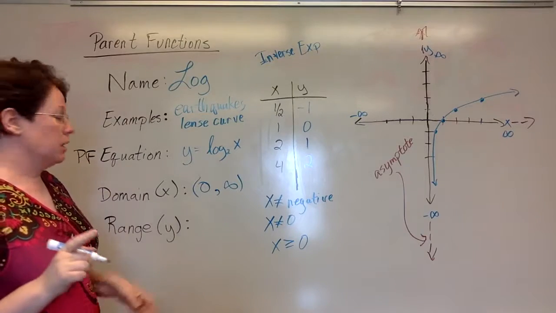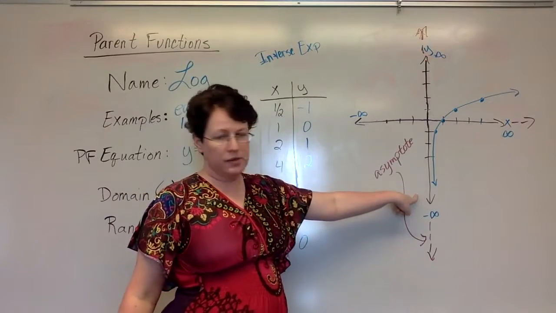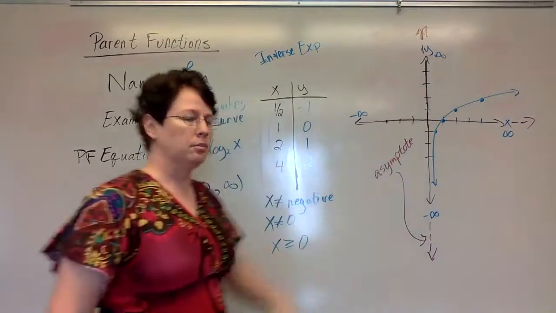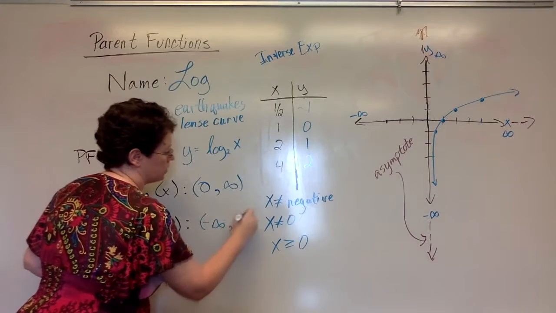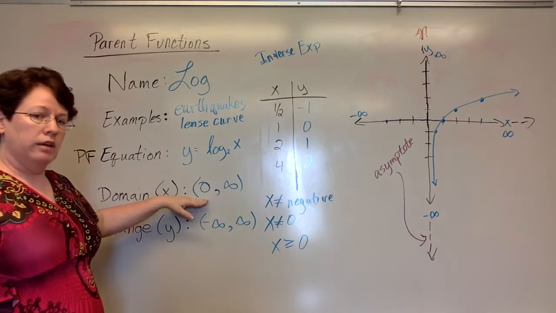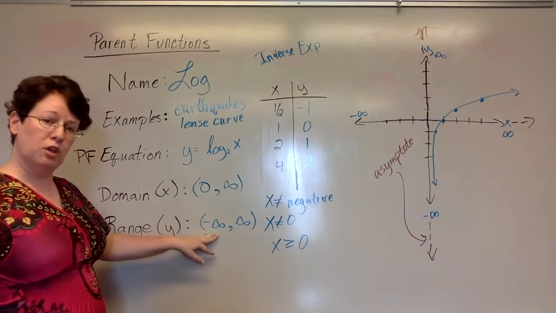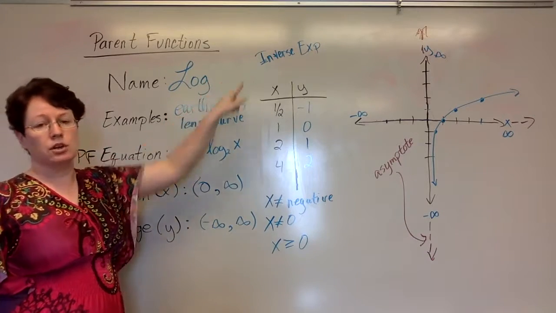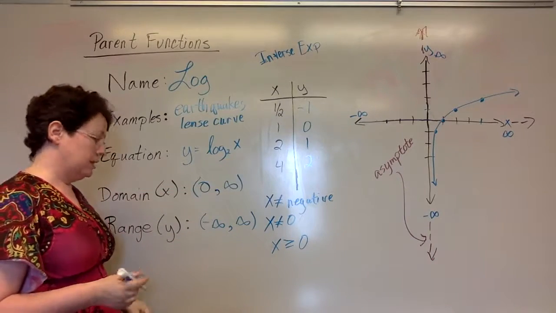Okay? Now let's do our range. How low does it go? It goes to negative infinity. How high does it go? It keeps going up. It's going to positive infinity. So if you look at your exponent parent function, you'll notice that the domain from log is the same as the range from exponents. And the range from log is the same as the domain from exponents. And that's because they're inverses. It switches, just like the x and y's in the table.